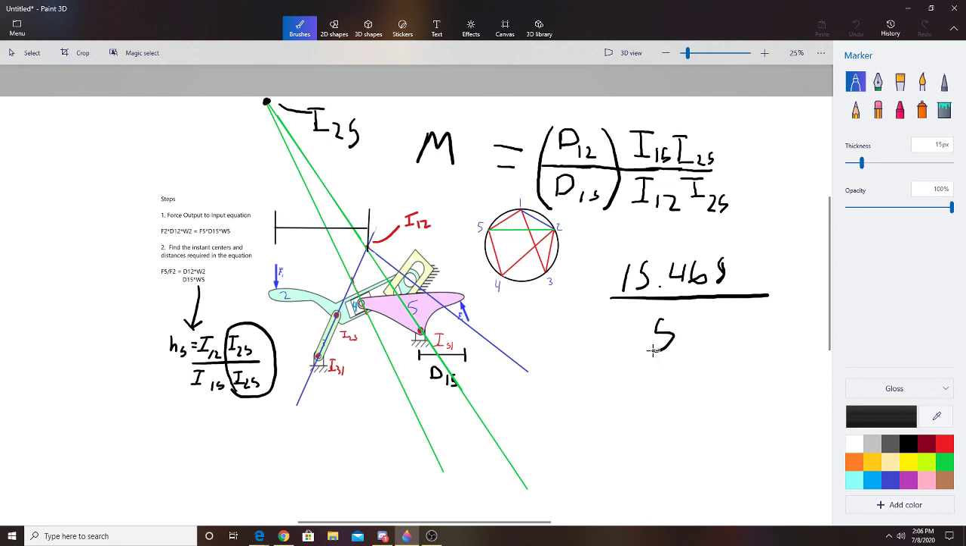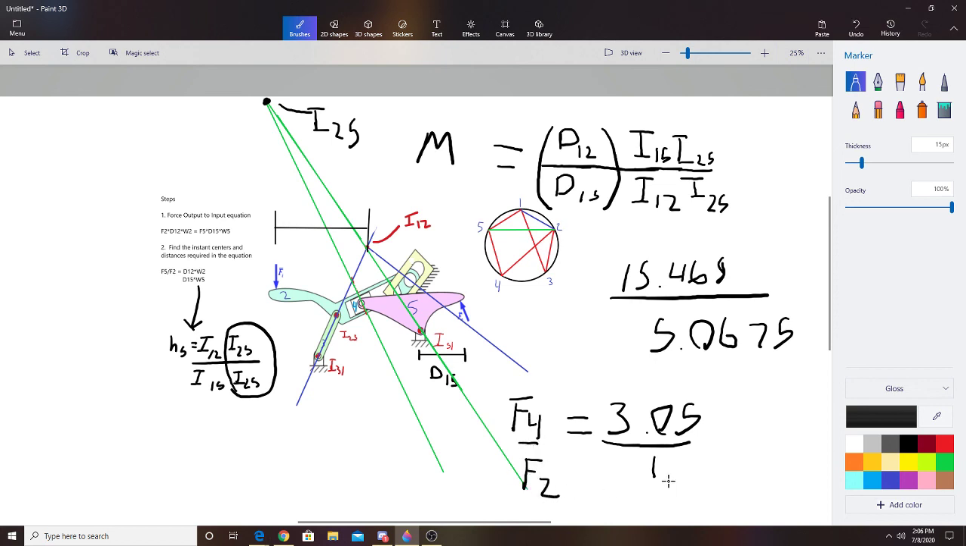So this is 5.0625 or whatever, right? So if you do that math, divided by 5.0625, you get about 3, right? So like 3 point something. So 3.05. And what that means is that we are getting a ratio of 3 to 1 from input force to output force. Because remember, input is at the bottom, so it's F4 over F2. So this is a pretty helpful mechanism, right?